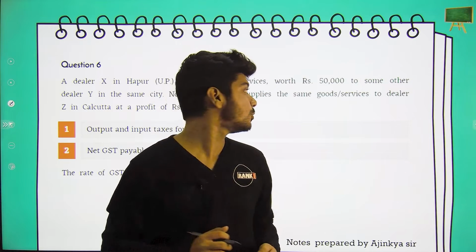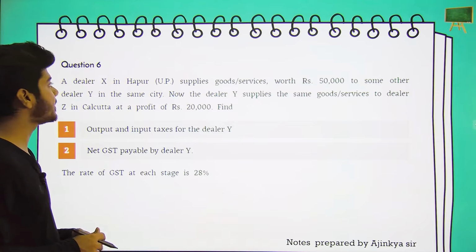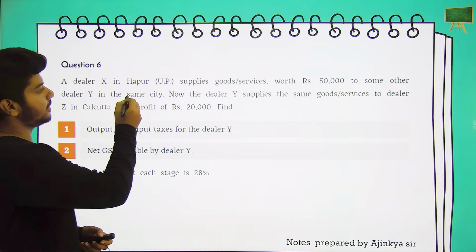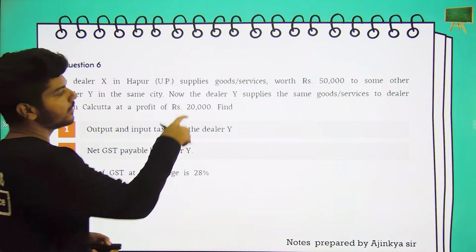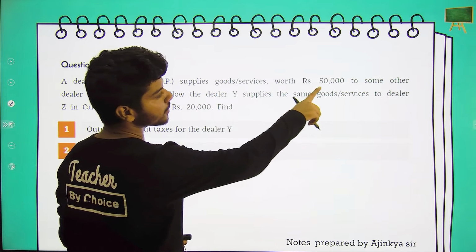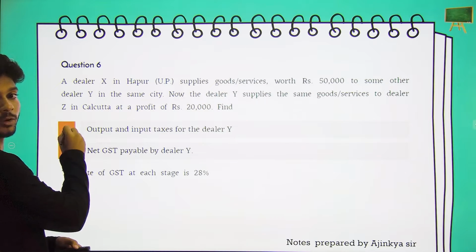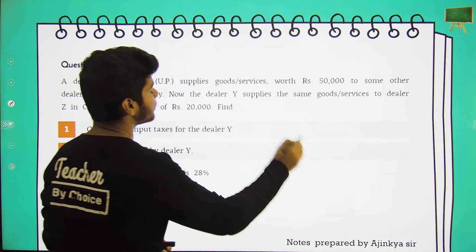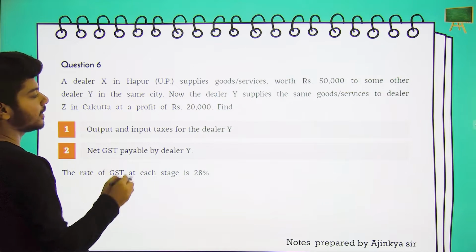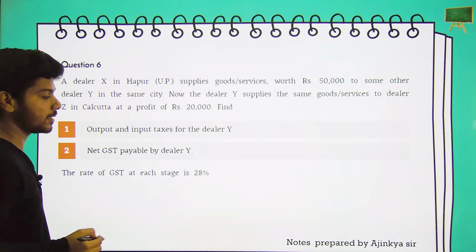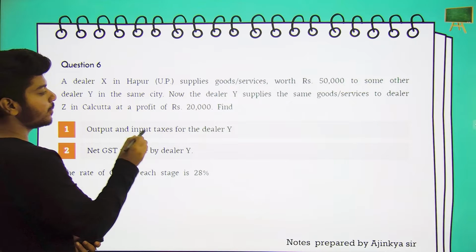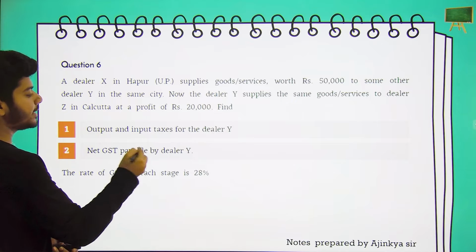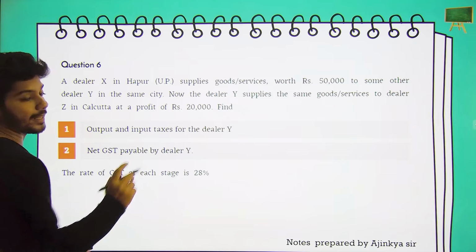All right, so let's move on to question number 6. It says, a dealer X in Hapur, UP supplies goods and services worth rupees 50,000 to some other dealer Y in the same city. Now dealer Y supplies the same goods and services to dealer Z in Calcutta at a profit of 20,000 rupees. Okay, so output and input tax for dealer Y and net GST payable by dealer Y they are asking.